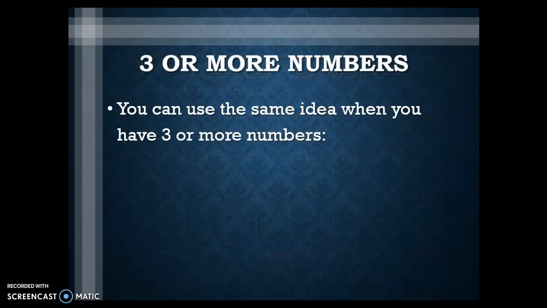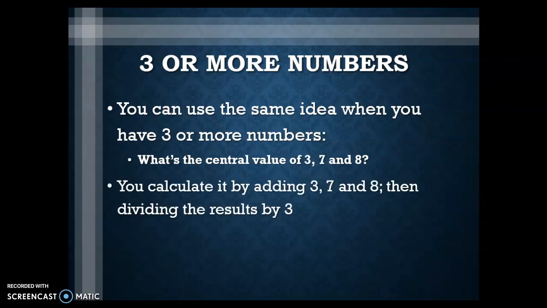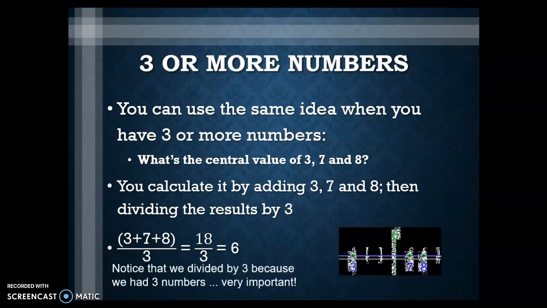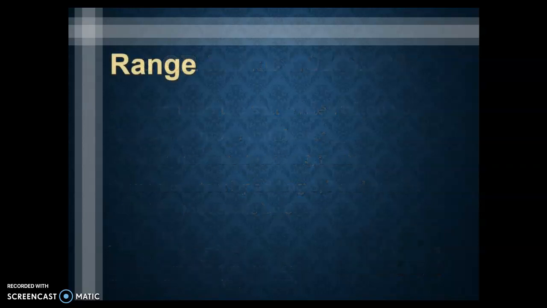If we have 3 or more numbers, we can use this same idea. The central value of 3, 7, and 8, well, we can calculate it by adding 3, 7, and 8, and then we divide the result by 3 because we had 3 numbers, or 3 values, that we were adding. So 3 plus 7 plus 8 is 18, divided by 3 gives us a central value of 6. And notice that we divided by 3 because we had 3 numbers. You guys are familiar with this concept. When you get quizzes and tests back, teachers will add up those multiple assignments, those quiz scores, those test scores. They'll divide by the number of assignments that you have to get your central value, which ends up being your actual grade.